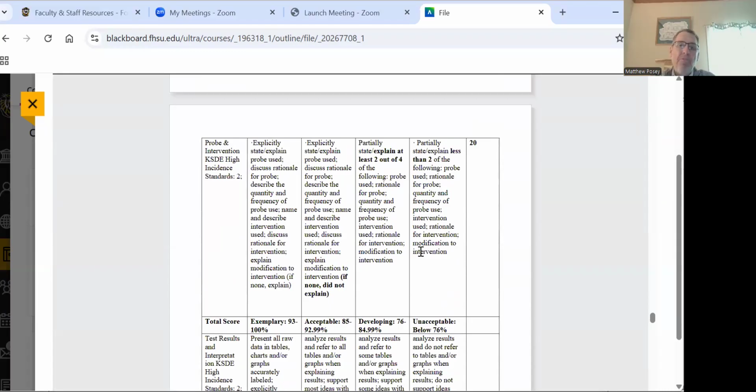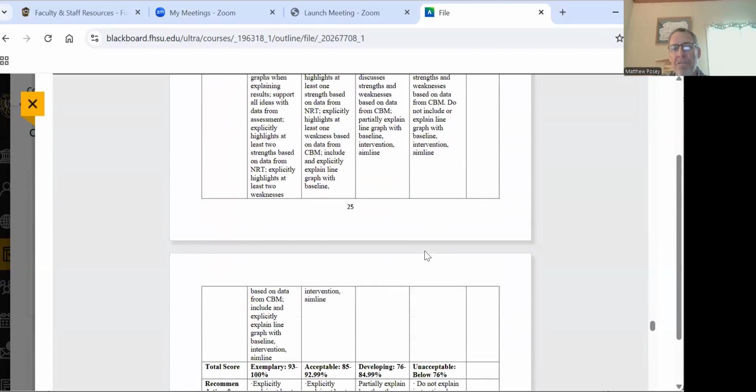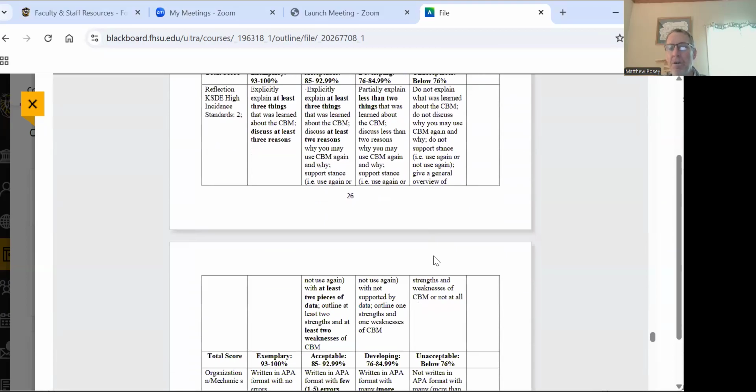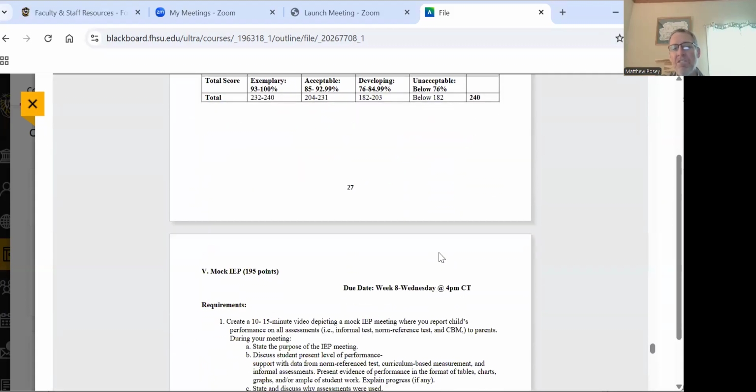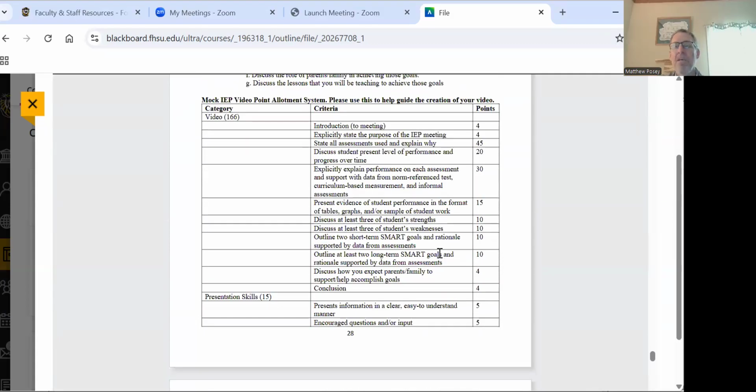I'm going to go over a few things to get you thinking ahead a little bit. I will cover it again and review it next week, but just so you have it in the back of your mind, we're going to talk briefly about the mock IEP meeting. You're going to have your information already. You've already got your informal. I've reviewed it and got it back to you.